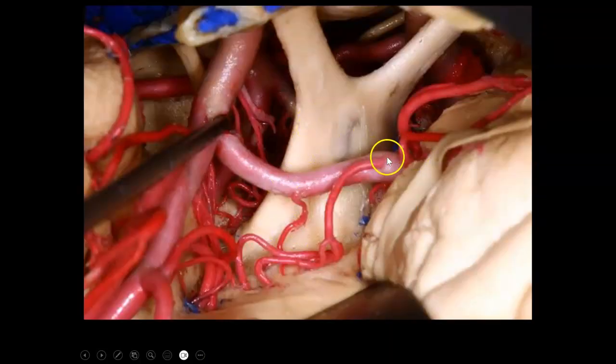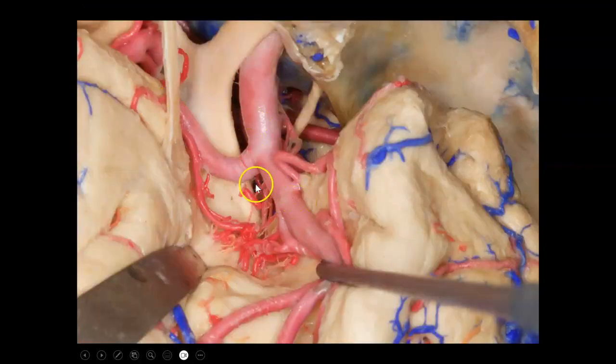This is a real view from the left side. I'm looking from above or lateral, and these are the internal carotid. This is the optic chiasm, and this is the lamina terminalis, and here is the internal carotid artery dividing into the anterior cerebral artery and the middle cerebral artery, which is the continuation of the internal carotid. And here you can see some of the internal carotid artery perforators.